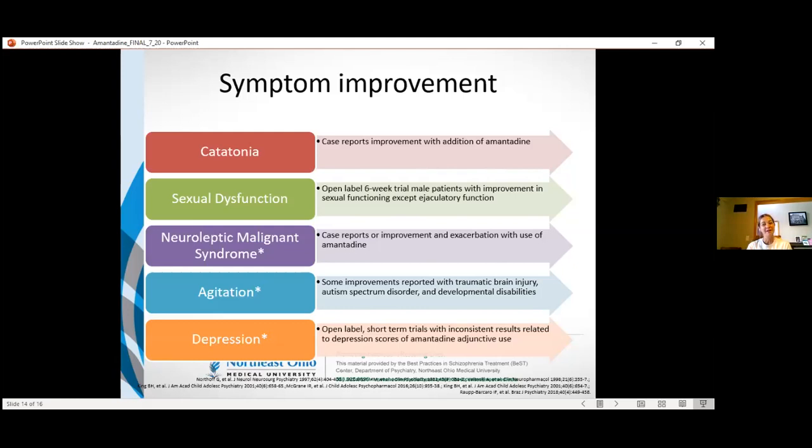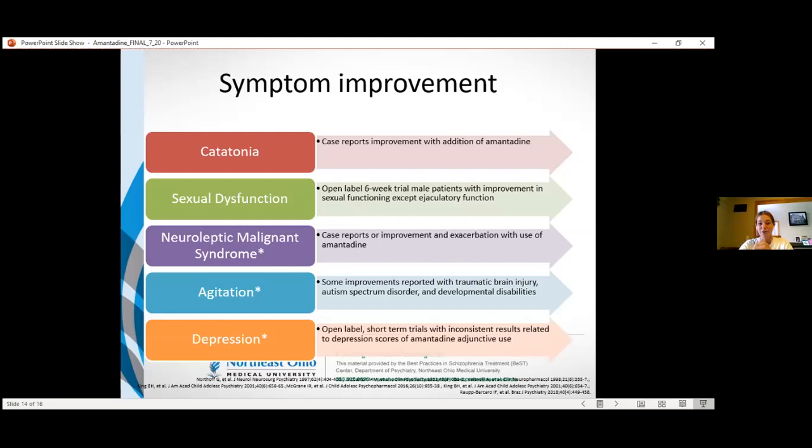Other places that we see amantadine being utilized in patients who have sexual dysfunction. So these were patients who had sexual dysfunction as a result of their antipsychotics. It was an open label trial. It was outpatient. It was all males. And it was a duration of 6 weeks. And they saw a significant improvement in most areas of sexual functioning. So their arousal, their satisfaction, as well as their ability to maintain an erection were all improved when they had been treated with amantadine. Their ejaculatory function was the only area that they didn't see improvement in when they had the amantadine.